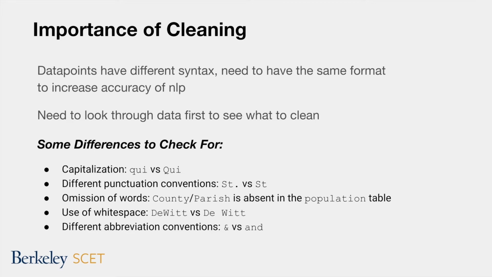Things you need to look out for are, first, capitalization, and second, different punctuation conventions. This is an example of why you need to look through the data. If you have addresses, you might be looking at the streets and seeing if they put a period at the end or not, if they omitted words, if they used white space, or if they have different abbreviation conventions.